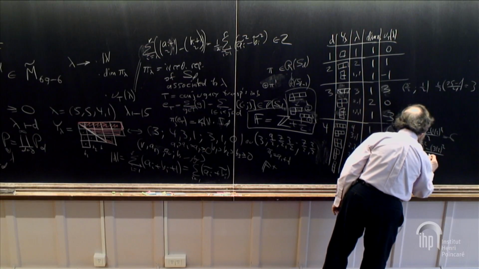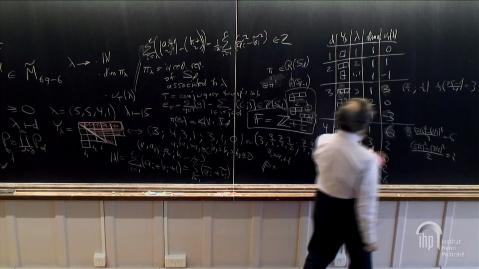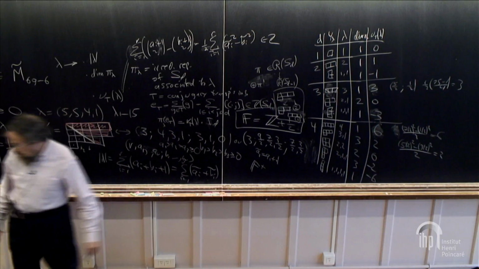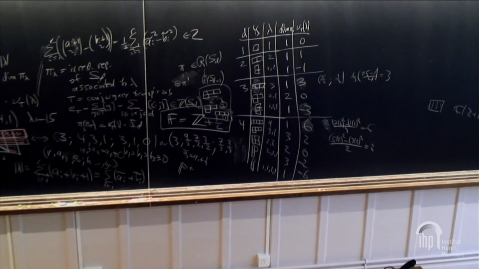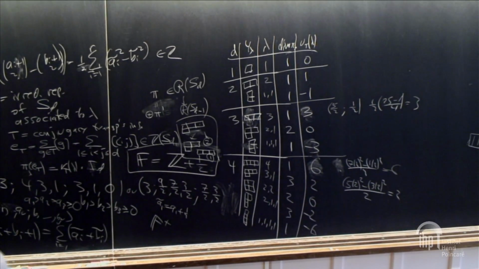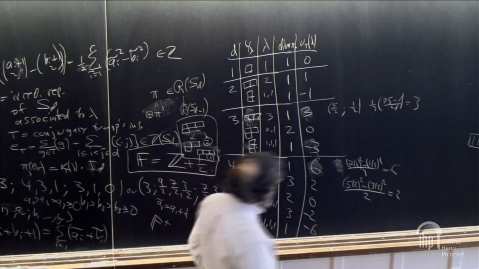So that's 25 minus 9 over 8, which is 2, and so on. So these are very, very easy to calculate. Okay, that's my little mini course in partitions and the relevant bits of representation theory of SD.